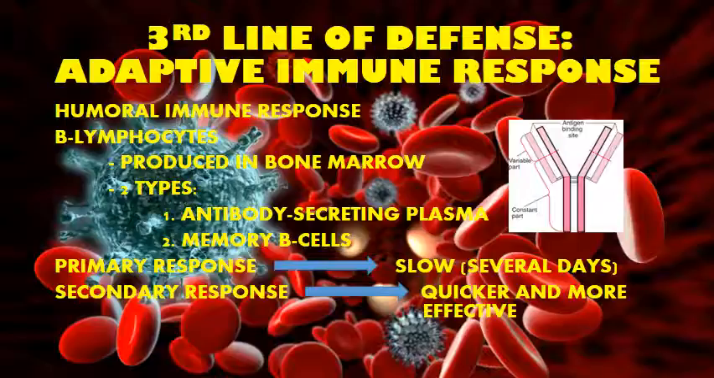The diagram shows an antibody molecule. The molecule has two parts, the variable part and the constant part. The variable part varies from antibody to antibody depending on which antigen the antibody targets. The antigen attaches to the variable part.